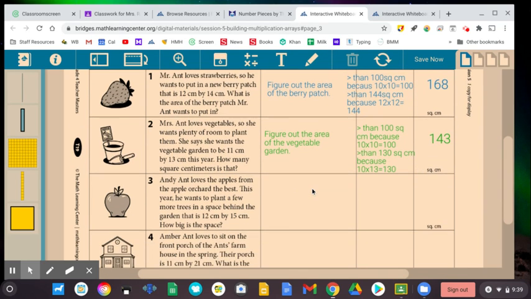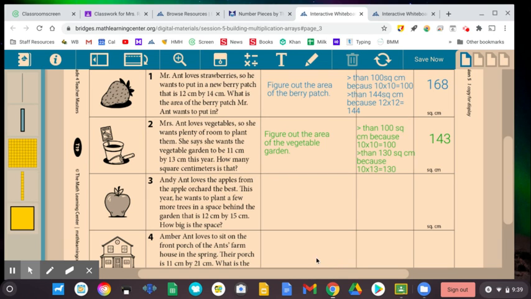So now these next two, do you think that you can try figuring these out on your own? Working with your table partners, see if you can figure these out. I'm going to put some answers in, and I want everybody to have a discussion.